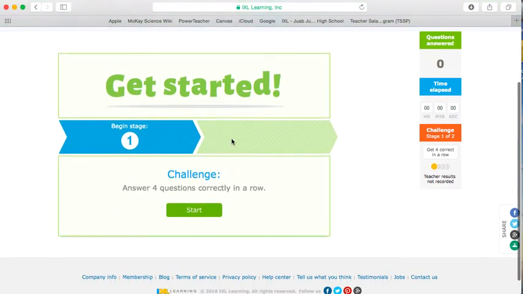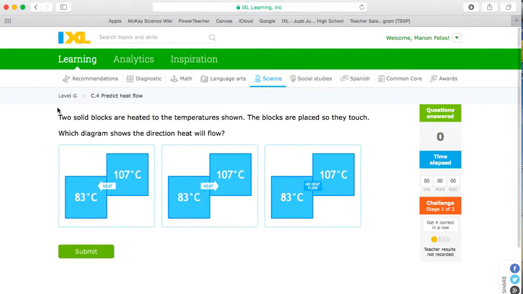Notice that we've got 2 challenges. Our challenge is to answer 4 questions correctly in a row. So it says, 2 solid blocks are heated to the temperature shown below. The blocks are placed so they touch. Which diagram shows the direction of heat flow? Now let's pretend we had no knowledge of heat flow. So a student clicked an answer and got it wrong.